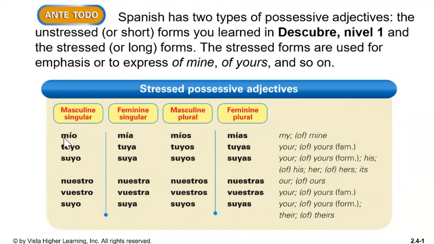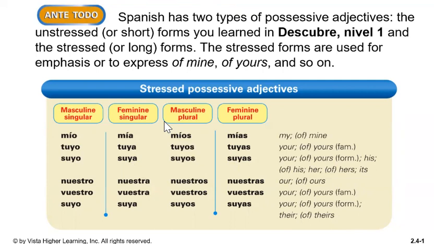Now notice with mío, we've got an accent mark on that I. Make sure we separate those vowel sounds. So mío, mía, míos, and mías. Tuyo, tuya, tuyos, tuyas. So again, o, a, os, as, that's the ending for all of these, just like it is for our regular adjectives.